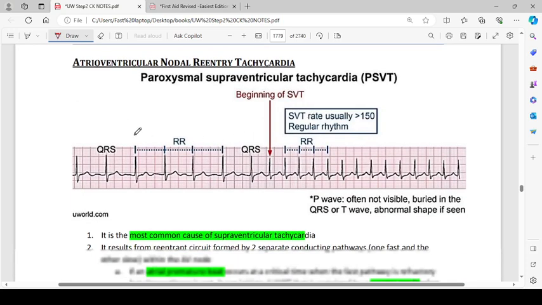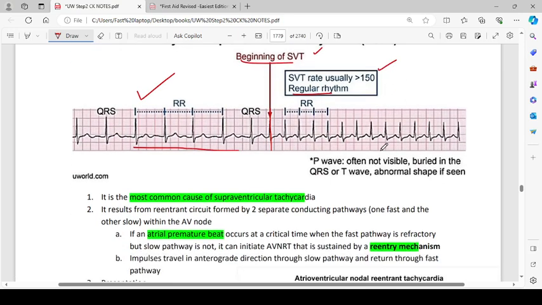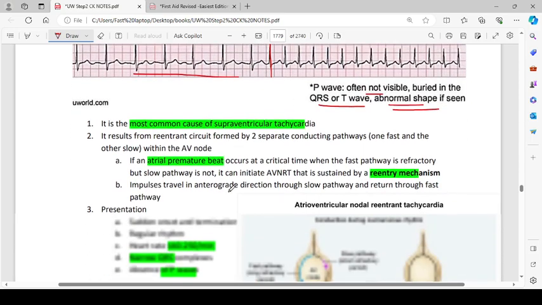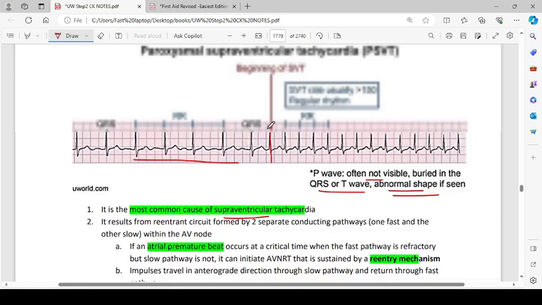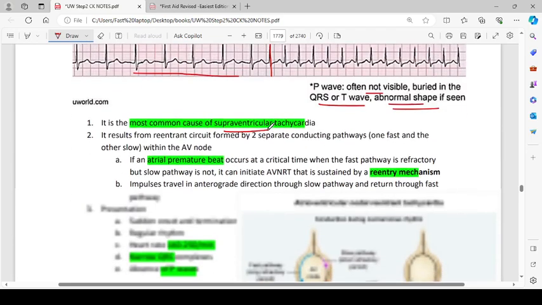So you can see that this is a normal ECG, and this is the point from where the supraventricular tachycardia has started. From here onwards, the heart rate is more than 150 and the rhythm is regular. P waves are often not visible, buried in the QRS or T wave, abnormal in shape if seen. So it is the most common cause of supraventricular tachycardia, atrioventricular nodal reentrant tachycardia.